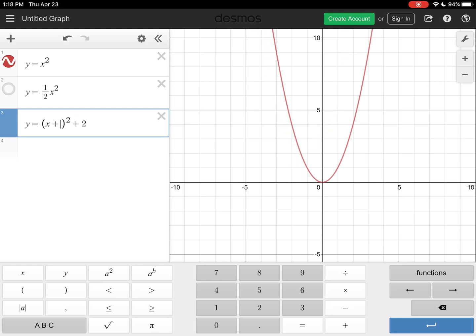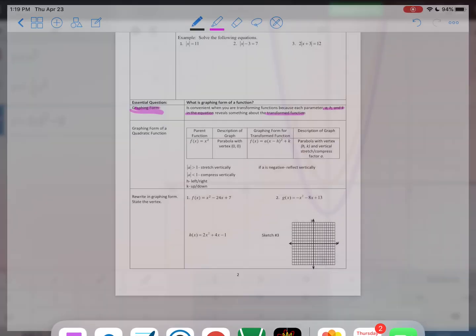I'm going to take a quick look at this. So we're going to talk about each part. So it's moved it up 2, so in the positive direction. And then if I put it as a -2. So if it's outside the parentheses, it does exactly what it says to do. If it's +2, it's moving it up 2. If it's +3, it's moving it up 3. If it's a -1, it's moving it down 1. All right, so that's what A, H, and K do.